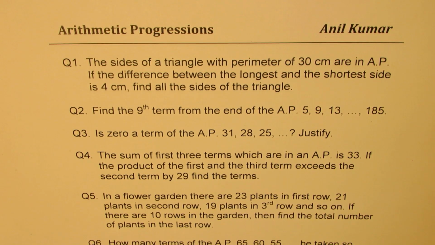Question number 3. Is 0 a term of the AP 31, 28, 25 and so on? Justify your answer. Question number 4. The sum of first 3 terms which are in an AP, arithmetic progression, is 33. If the product of the first and the third term exceeds the second term by 29, find the terms. Question number 5. In a flower garden, there are 23 plants in a row, 21 plants in the second row, 19 plants in third row, and so on. If there are 10 rows in the garden, then find the total number of plants in the last row.